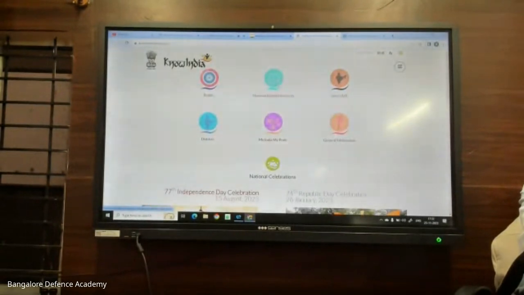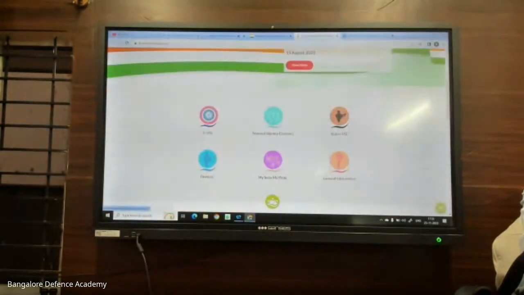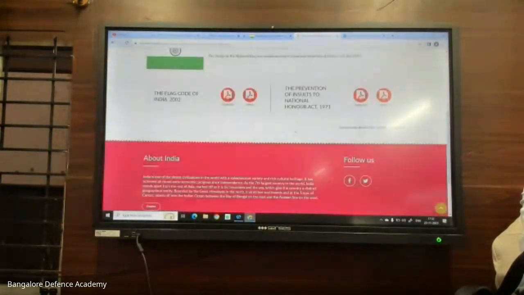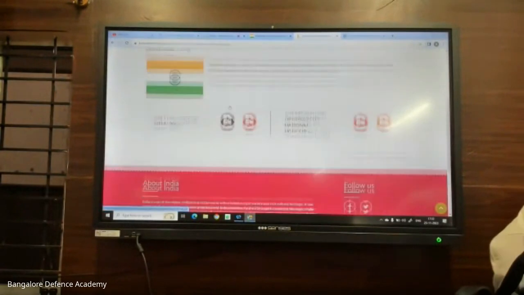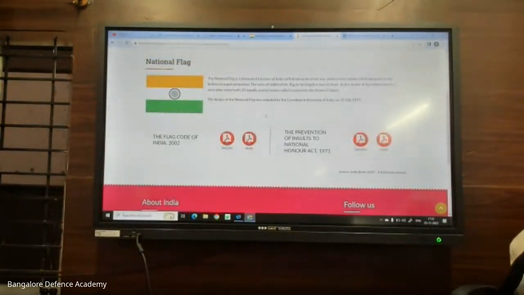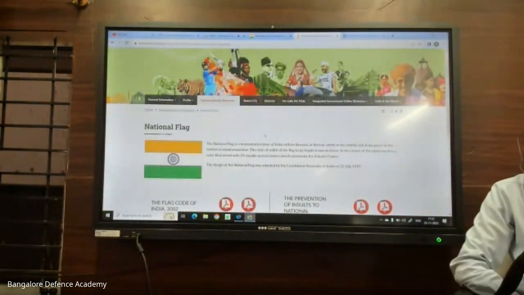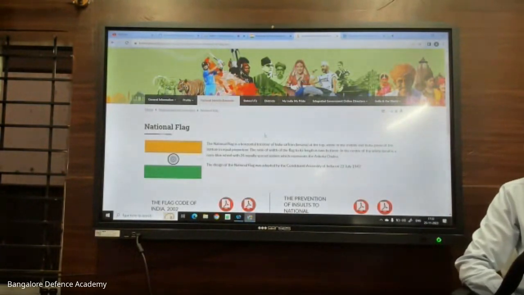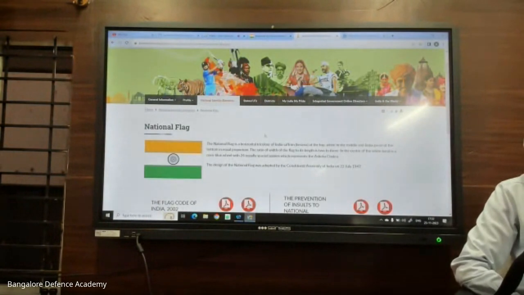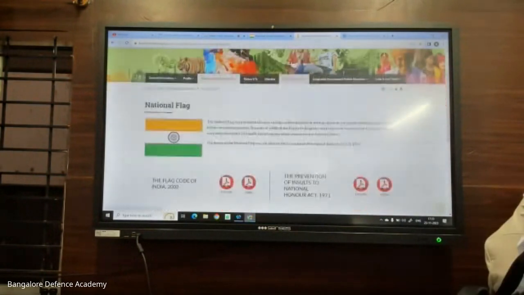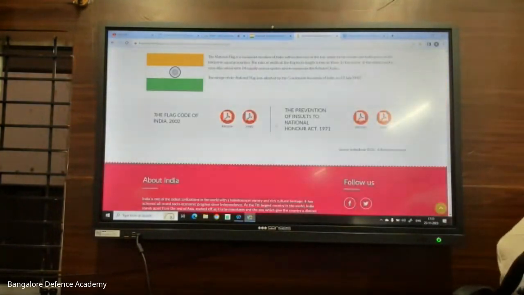Okay, now we'll see something more in detail. Ready? The flag code: the flag should always be of cotton. It should not be of silk or plastic. You understand? And can anyone tell me in which part of India the national flag is manufactured? North part of Karnataka. Okay, the answer is Karnataka. Find out the district. I think it is Hubli or Dharwad, right?